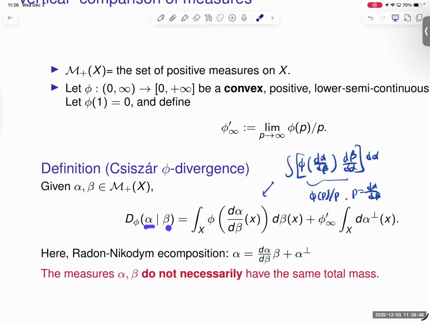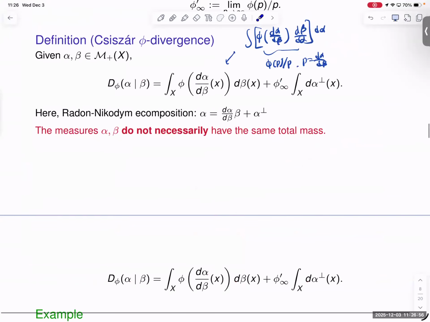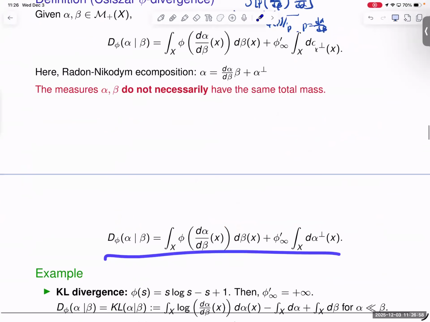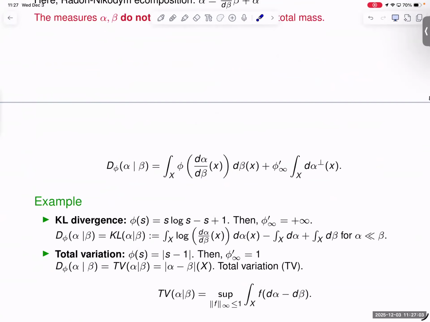So here, this alpha and beta in this definition do not necessarily have the same total mass. They are just partial measures. All right. Okay, so that is the definition of phi divergence, and then KL divergence, Kullback-Leibler divergence, or sometimes called relative entropy.